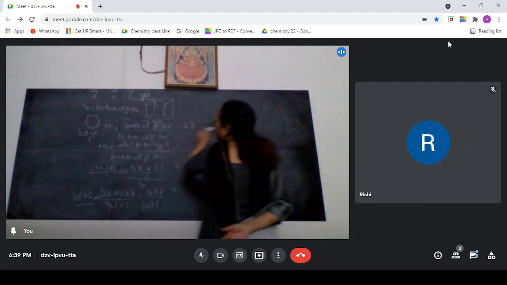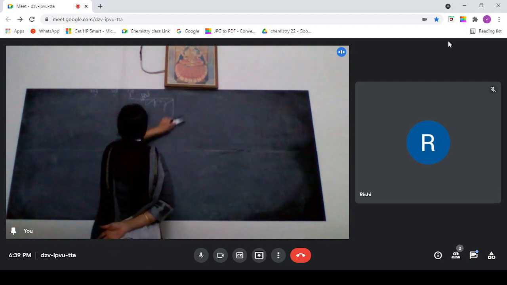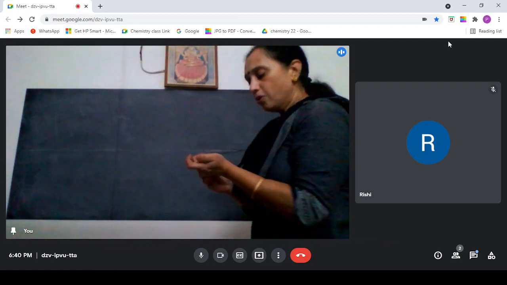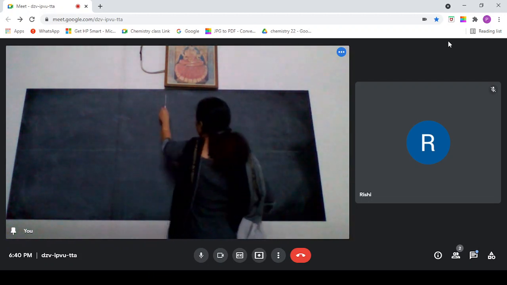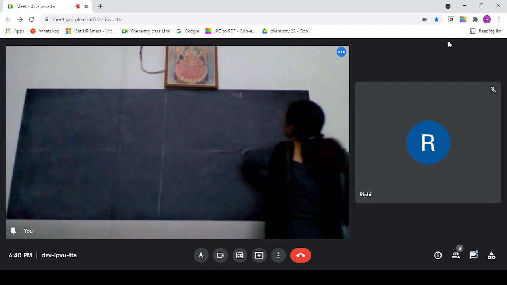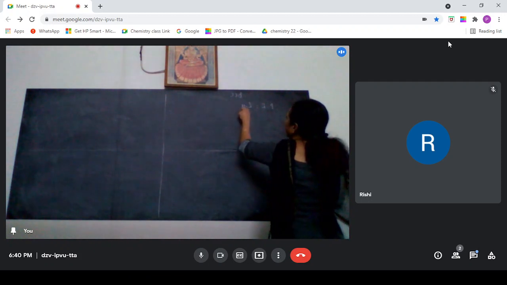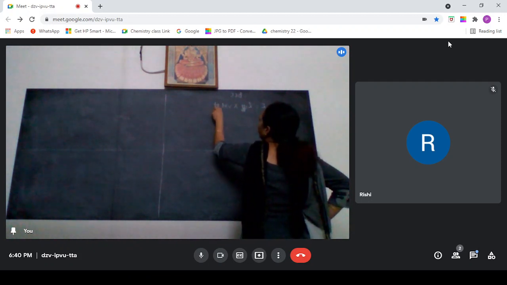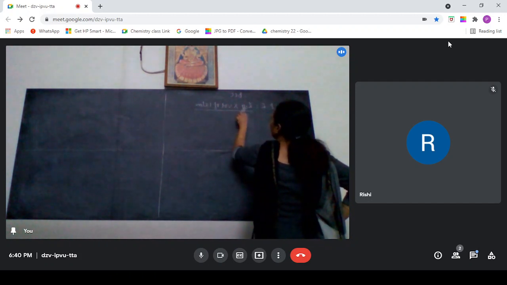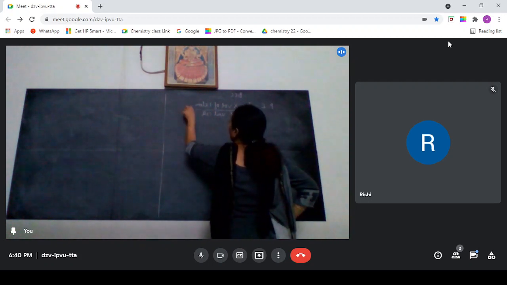Now I'll make 2 columns here and do both so that you will understand neatly, one body centered, one face centered. Now first we'll do for body centered. So packing efficiency is equal to Z effective into volume of one atom by volume of the unit cell into 100.